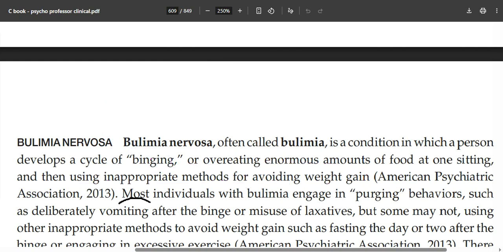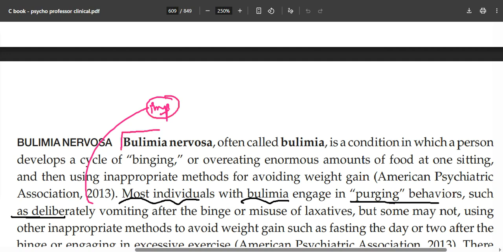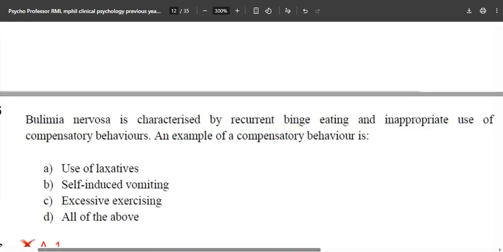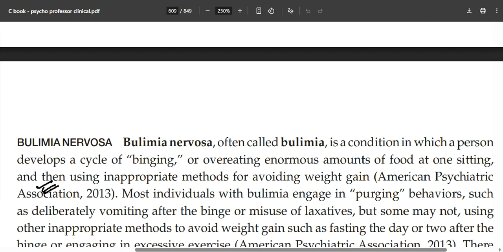Now, most individuals with bulimia engage in purging behaviors such as, and now it becomes important from here. That is why, even without knowing what it is, just by reading line by line and between the lines, you will be able to get a hold of it. Vomiting after the binge. Self-induced vomiting will be there. Also, misuse of laxatives. If you don't know what laxatives are, just Google it, okay?